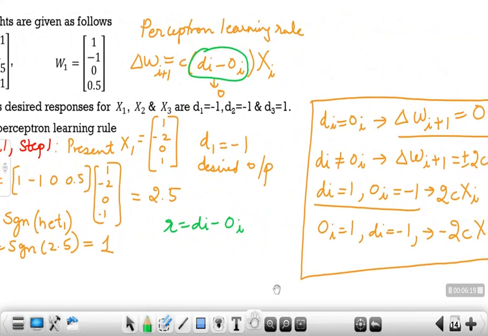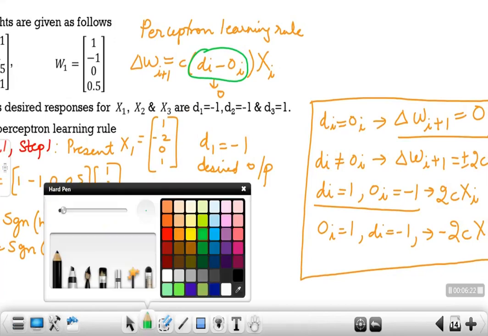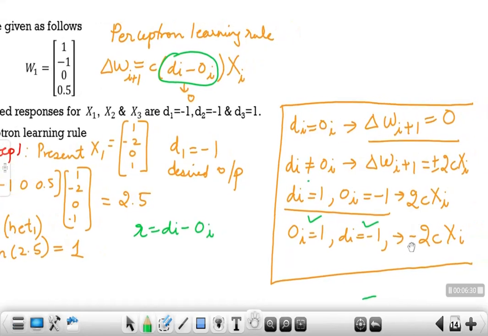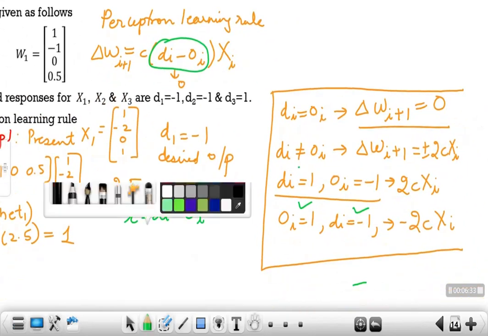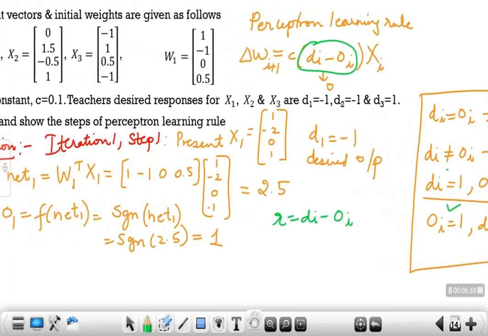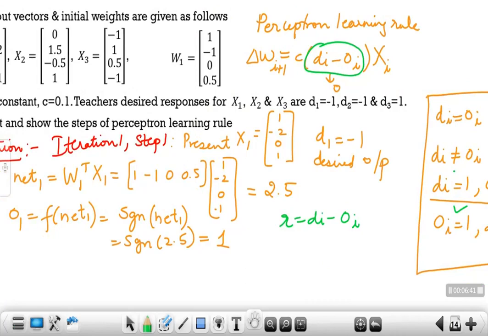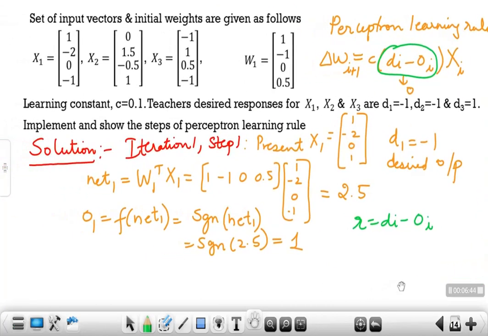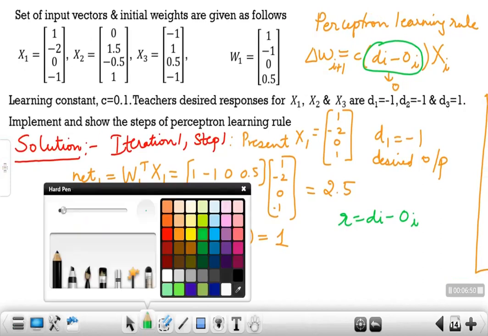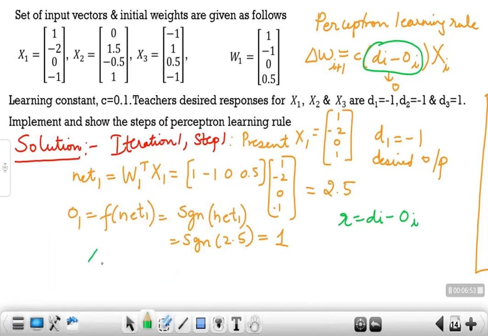The learning signal is r, which is nothing but di minus oi. But what is di minus oi? Di is minus 1 and oi is equal to plus 1. So if you look aside at the rule, di is equal to minus 1 and oi is equal to plus 1. So what is the weight update formula? The weight update formula is minus 2Cxi. So we have to use this particular weight update formula here, minus 2Cxi.